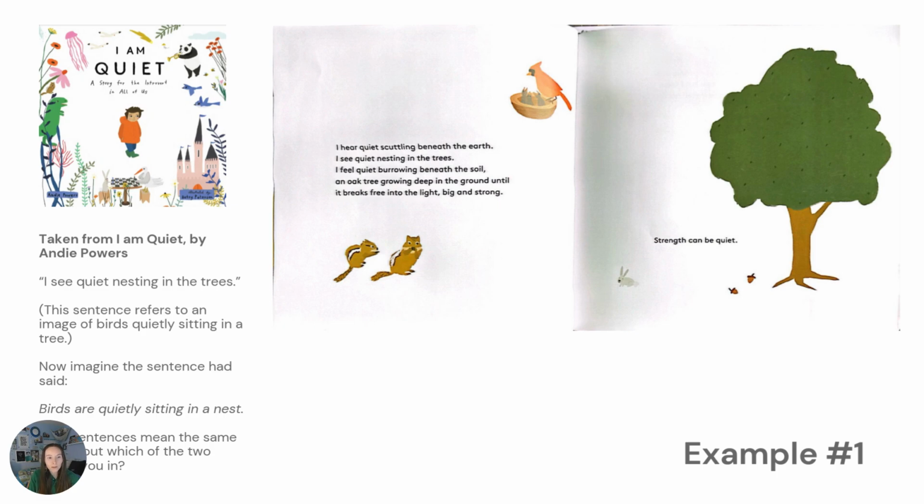So we see the sentence here, I see quiet nesting in the trees. This sentence is talking about the image of the birds quietly sitting in the tree. Now imagine that this sentence had said something like, birds are quietly sitting in a nest. Both sentences would convey the same thing, but which of the two draws you in?